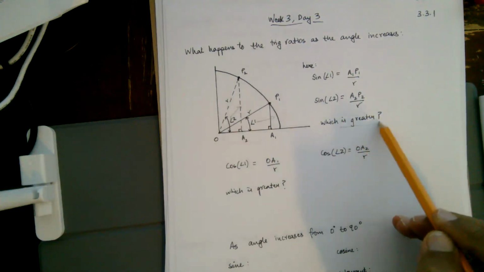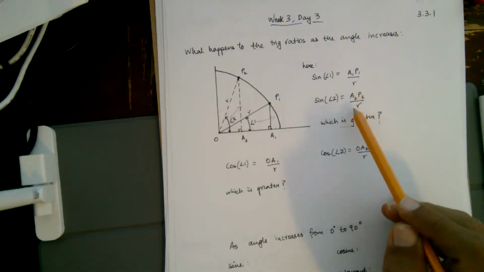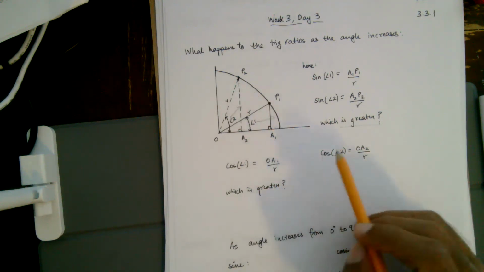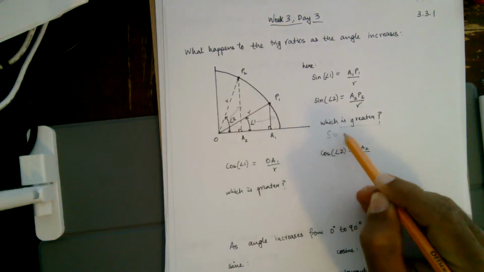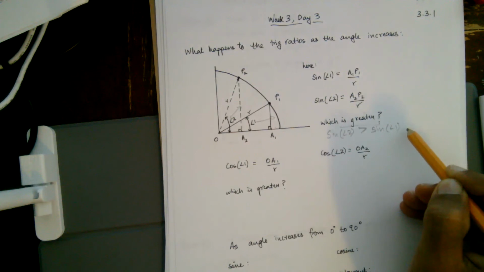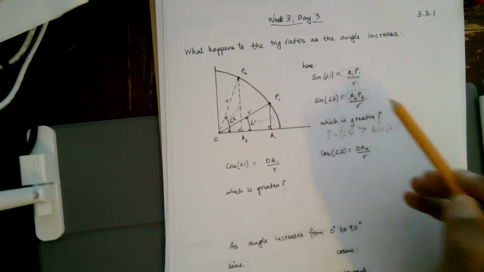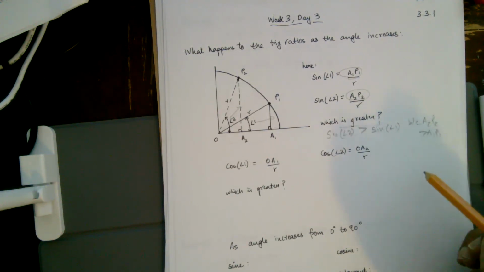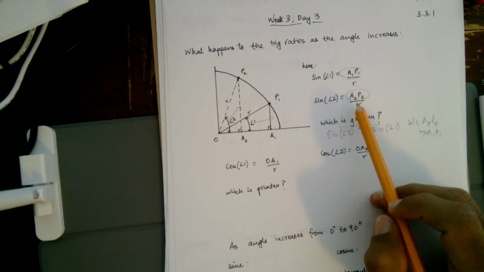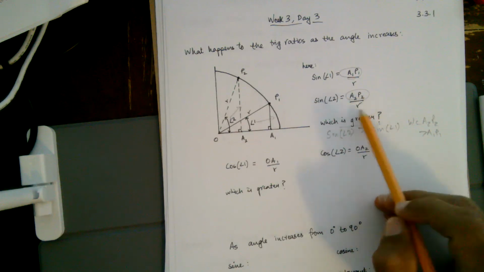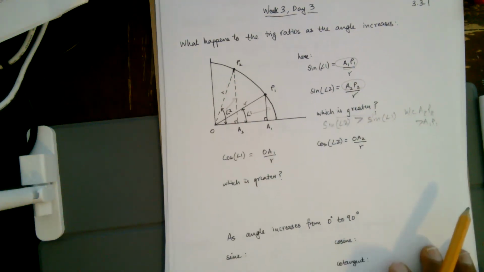Now which of these would be greater? Take a few seconds and think about it. Remember, R is the same. And compare A1P1 and A2P2 from the diagram. Clearly, sine angle 2 is greater than sine angle 1. Why? Because A2P2 is larger than A1P1. Right, so if you have two fractions with the same denominator and the numerator of one of them is larger, that means that fraction is larger.